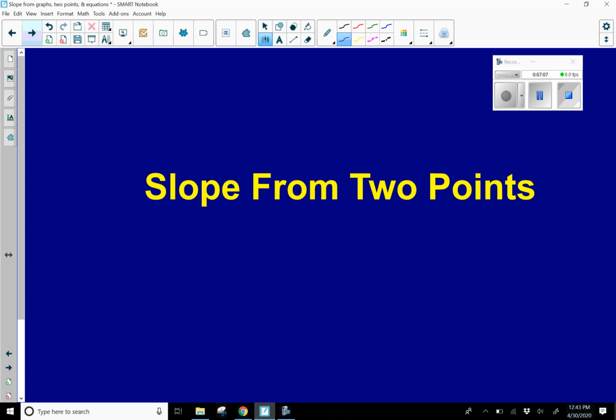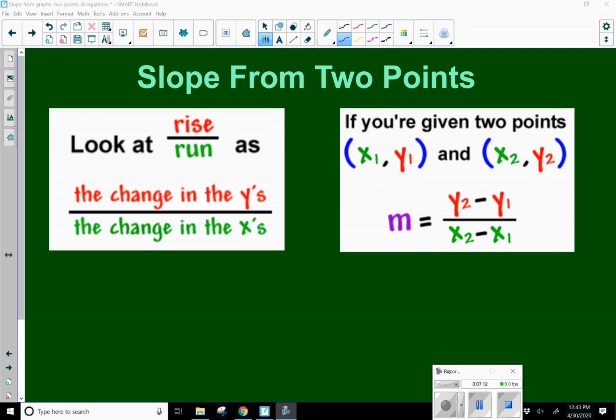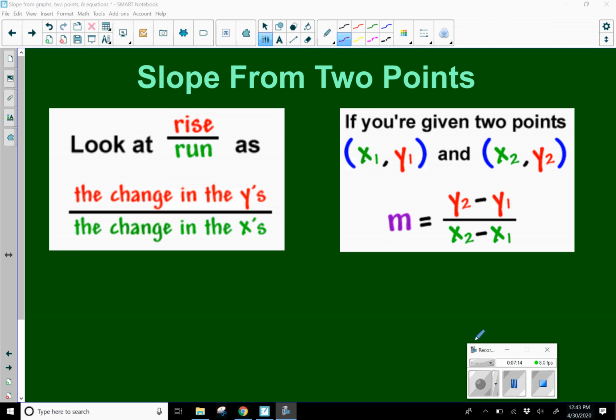Let's talk about slope from 2 points. I did give you the formula for this on the previous slide, but we know that slope is your rise over your run, or your change in your y's over your change in the x. This was the formula I gave you on an earlier slide. M equals y2 minus y1 over x2 minus x1. y2 minus y1, those are your y coordinate points, which makes sense because that's your vertical change. And down here, x2 minus x1, those are your x coordinate points, or your horizontal change.